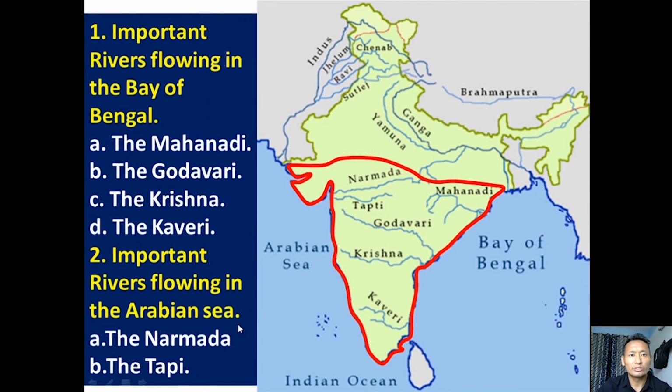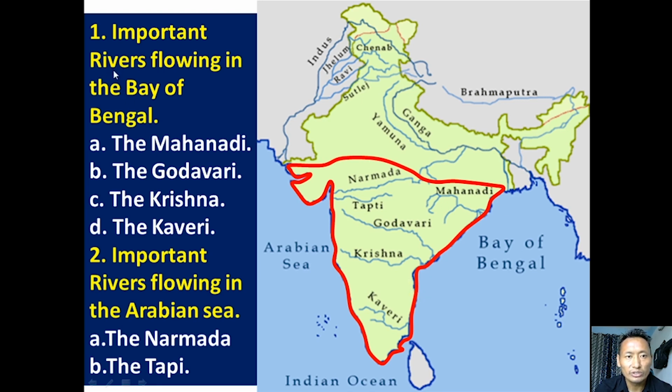So, important rivers flowing into the Bay of Bengal Sea. Based on the orientation of peninsular river systems, or based on the discharge of river water into the sea, peninsular river systems are further divided into two. Inside this red line we have rivers; all these river systems belong to the peninsular river system.